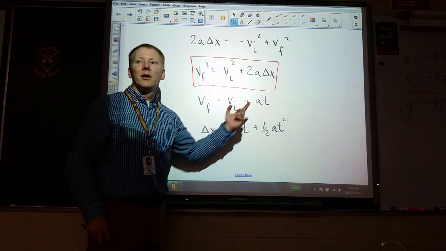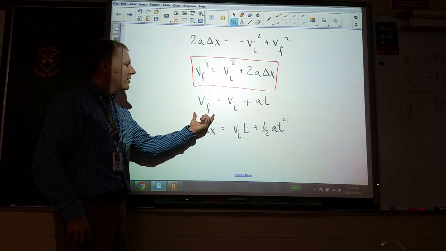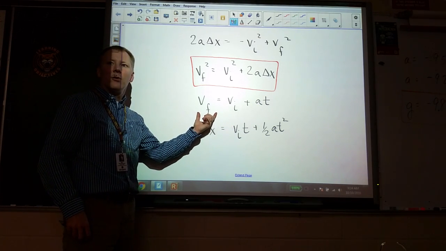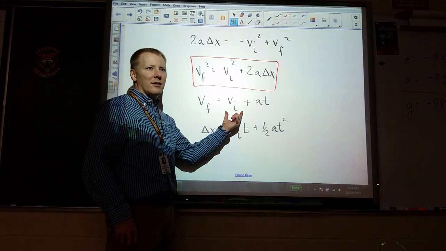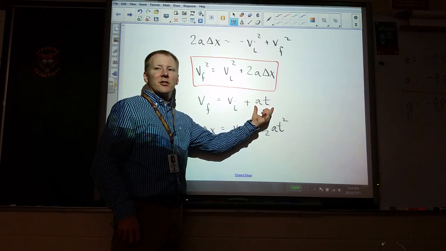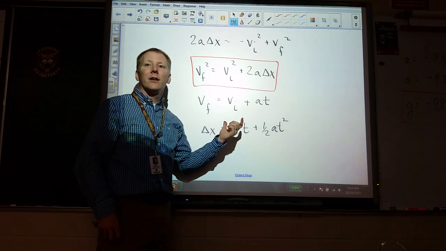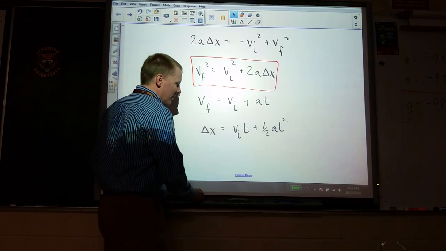Acceleration and time. So what this is saying is, if we want to know how fast something is going in the future, if we know how fast it started, what its acceleration was, and for how long, we can figure that out. So let's just take a quick example.